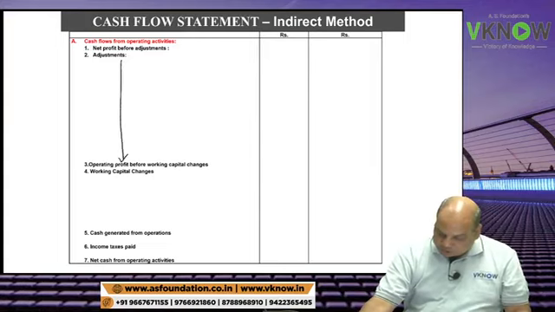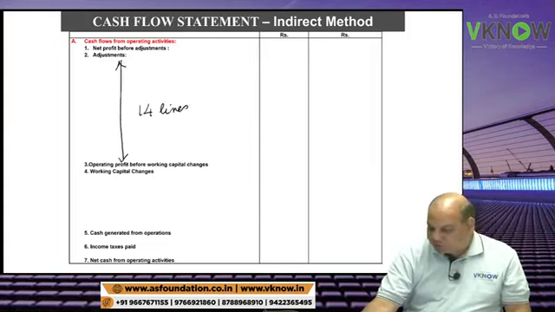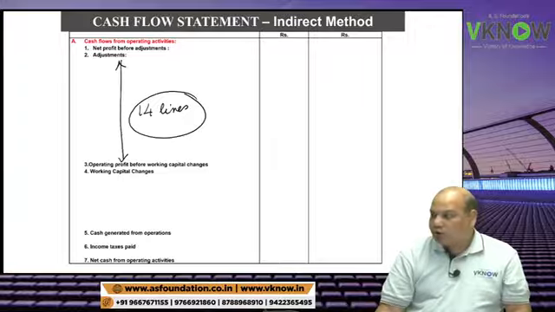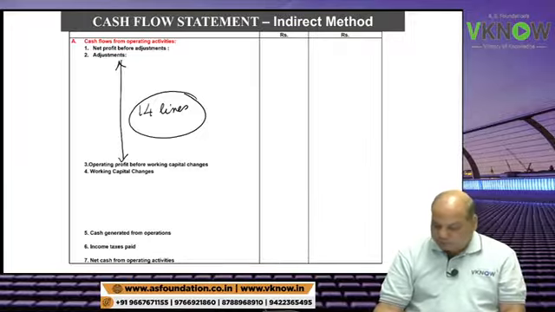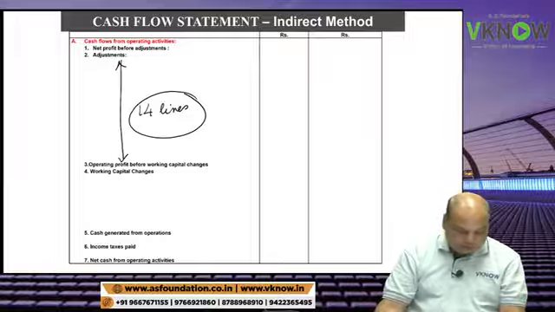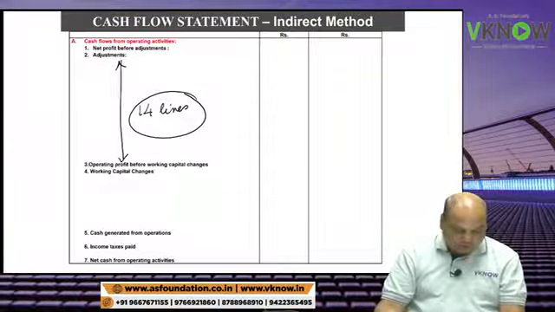Point number 2, adjustments. And under adjustment here, please keep 14 lines blank. You have many adjustments here. Point number 3, write down operating profit before working capital changes.